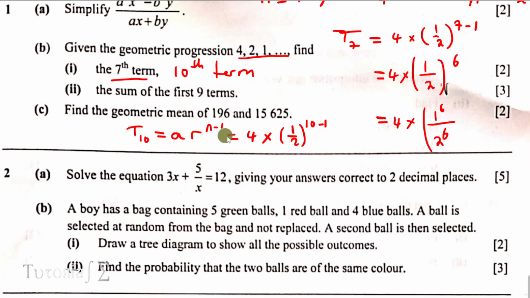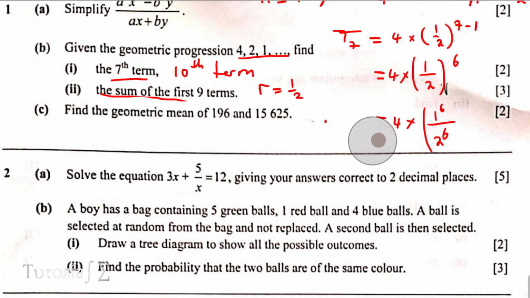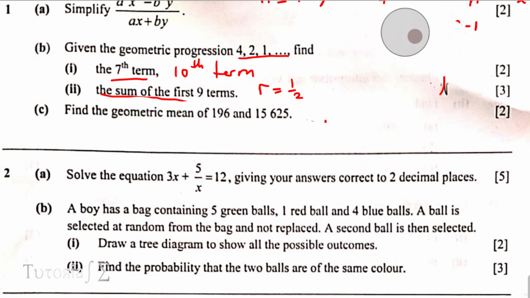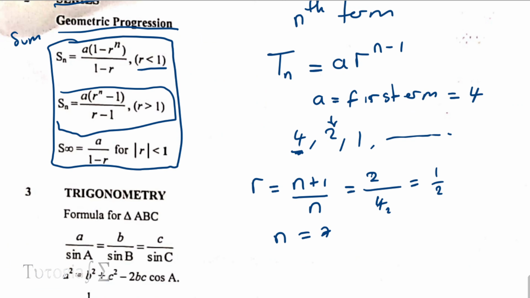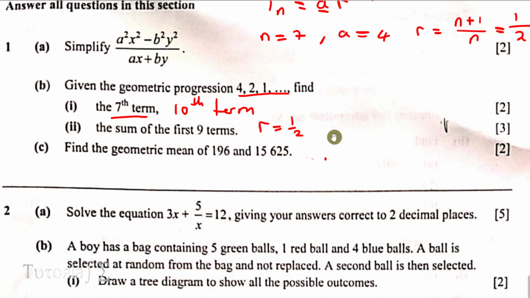Okay. So now, since we know our R, which is equal to 1 over 2, we come to finding the sum of the first 9 terms. So this is our last question. Then I'll give you a question to try out. You can go back and take that. So find the sum of the first 9 terms. Now when we go back to our formula here, let's take note of the value of r. So r is 1 over 2.